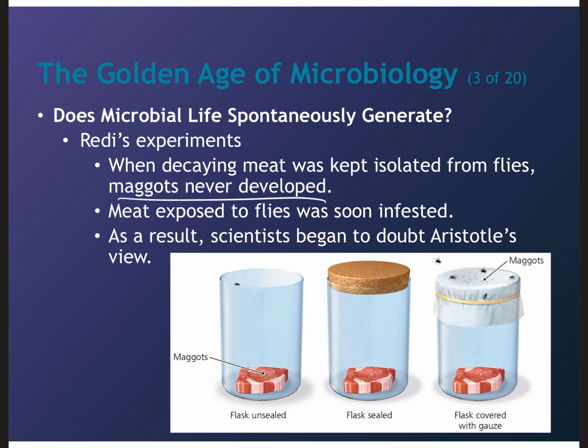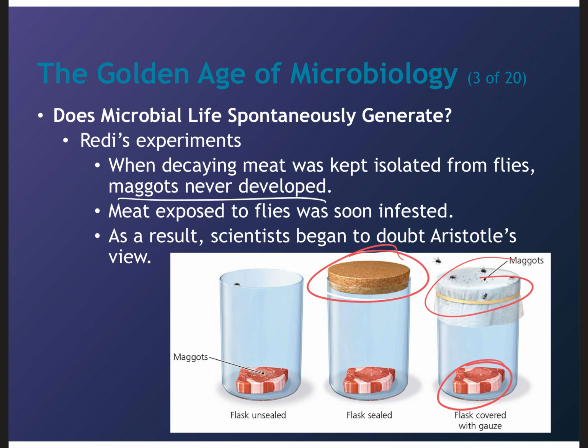So when they put a cork on the top of it, nothing developed. But when they covered it with gauze, they got maggots on the top of it, but not necessarily on the meat, because they couldn't get through there. They couldn't lay their eggs into the meat. So as a result, scientists began to doubt Aristotle's view.